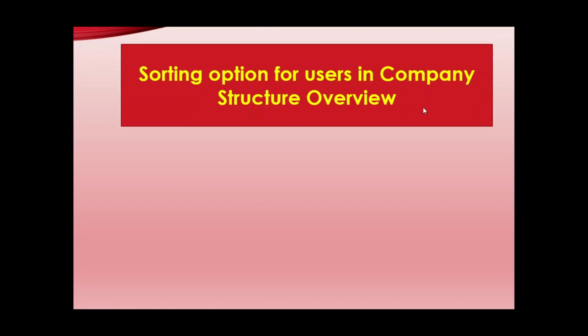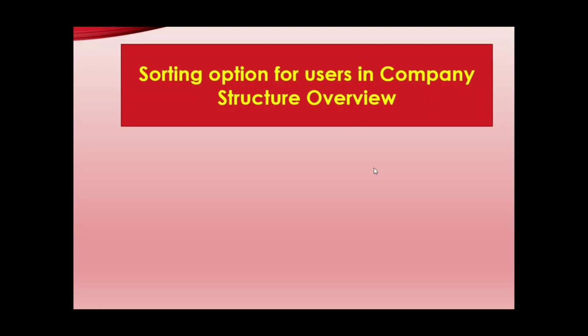Now let's come to our next change, and this is related to your company structure overview. So now a sorting option for users in company structure overview is available in the Q2 2019 release. Earlier, in company structure overview, we could see the data in a random format. We cannot sort it in our desired format, but right now this feature is available to sort it in our desired format and populate it as per our expected order.